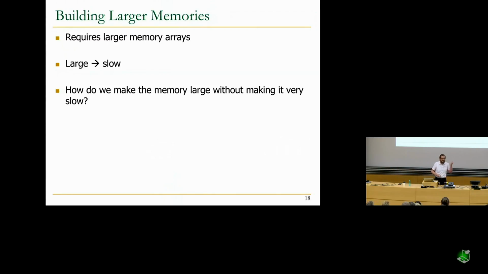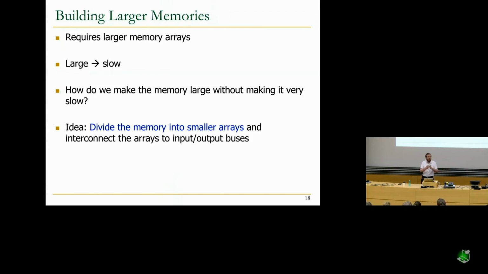Usually, your access latency increases if your design was not inefficient. So the idea, if you would like to keep it as fast as possible, you need to use the idea that we've discussed before, which is banking. You divide the memory into smaller arrays and interconnect the arrays to the input and output buses. This is the idea of interleaving or banking. And large memories, all large memories are actually hierarchical structures like this.